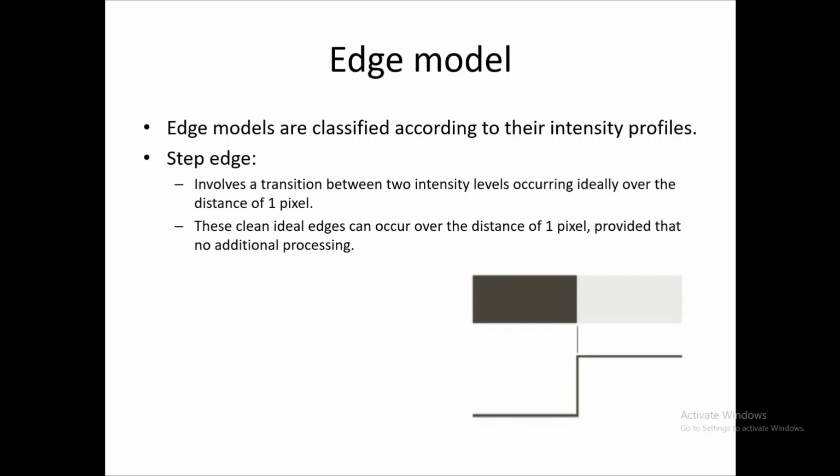The clean ideal edges can occur over the distance of 1 pixel, as I have said before, provided that no additional processing is used. So these occur just within the interval of 1 pixel, when no additional processing is performed. And this kind of step edge is frequently used to make them look like a real one, like here you can see.